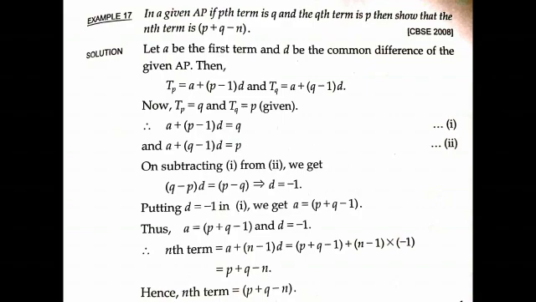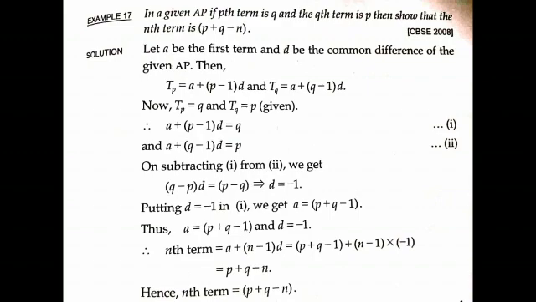In the solution, let A be the first term and D be the common difference of the given AP. Then the pth term is equal to A plus (p minus 1) into D, and the qth term is equal to A plus (q minus 1) into D. Since the question gives the pth term equal to q and the qth term equal to p, we have A plus (p minus 1) into D equal to q. Assume this as equation 1, and A plus (q minus 1) into D equal to p. Assume this as equation 2.